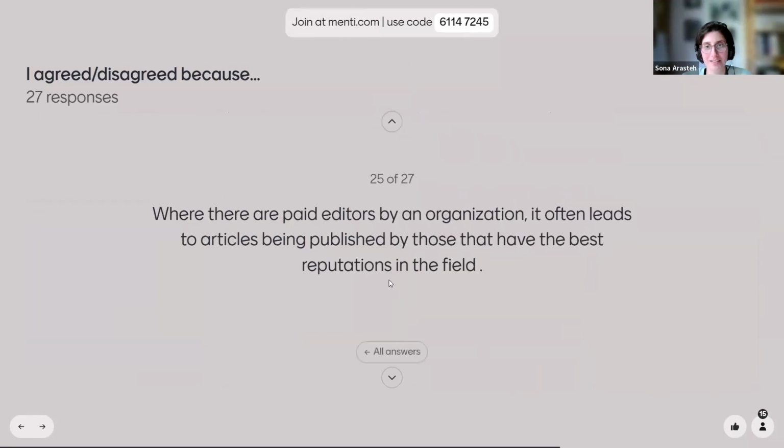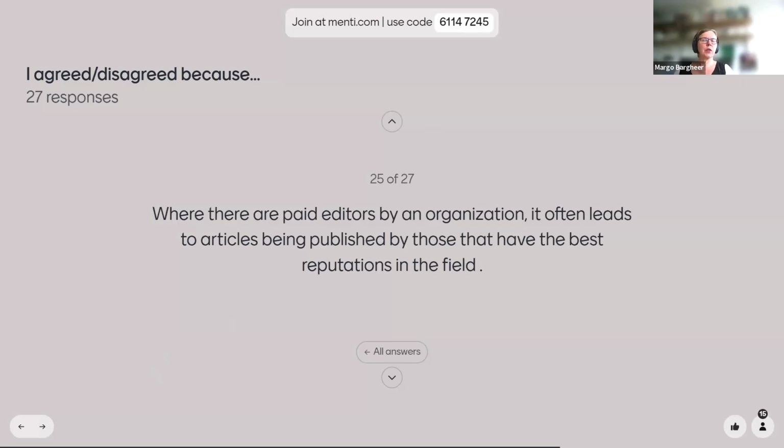And maybe this might be something that might be able to highlight the connection to research assessment that is connected with all of what we're doing, which is basically where there are paid editors by an organization, it often leads to articles being published by those that have the best reputations in the field. So how do they connect?